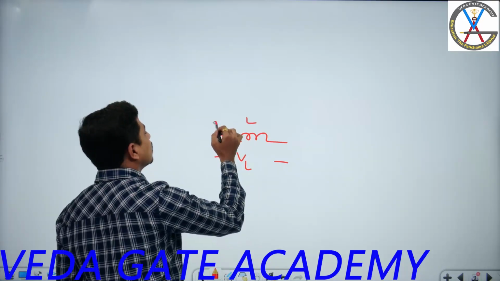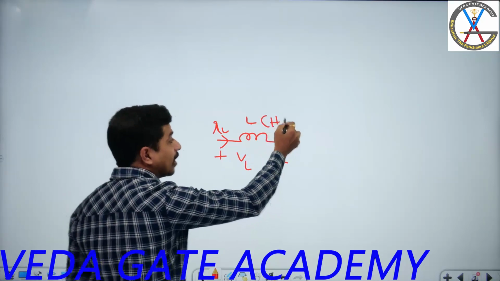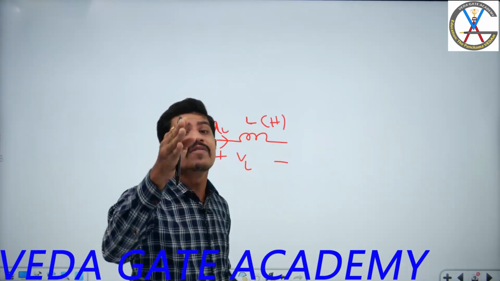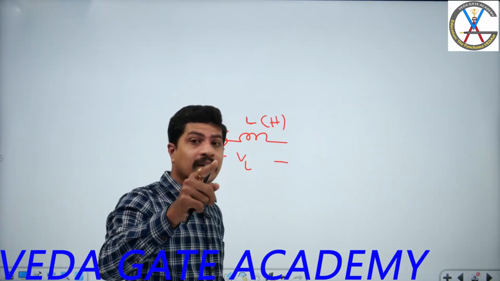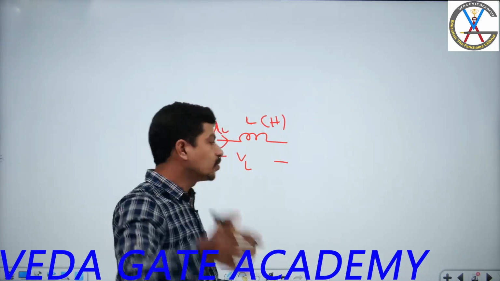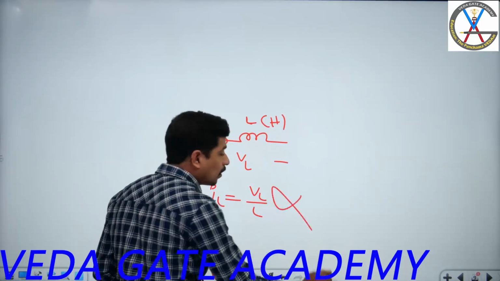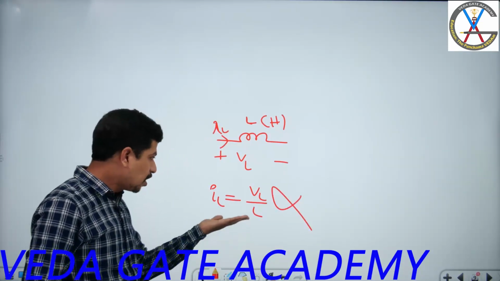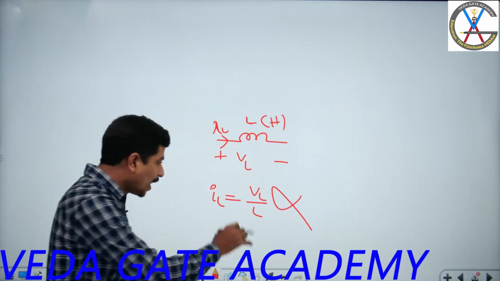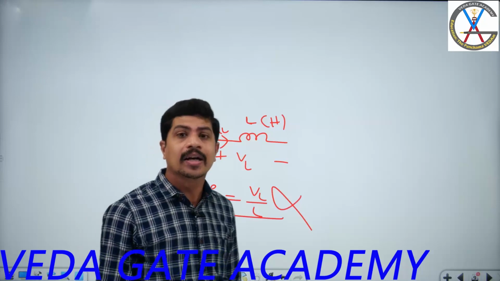You can directly tell whether this is time domain or S domain. This is in time domain. Why? Because in time domain only, L will be represented as L. If it is in the frequency domain, L will be represented as LS, whose units are ohms. Now, can you write IL is equal to VL by L? Absolutely wrong. Why? Because the units are not matching. And moreover, this is not the relationship between voltage and current of an inductor in time domain.